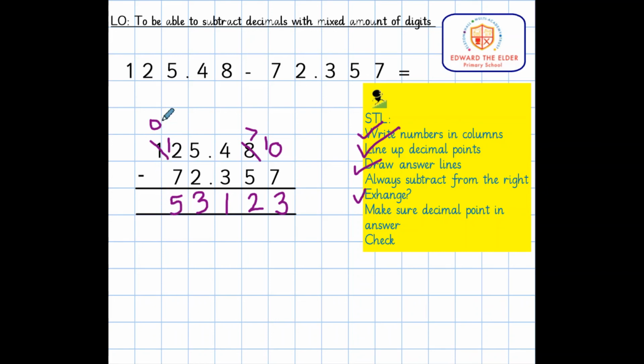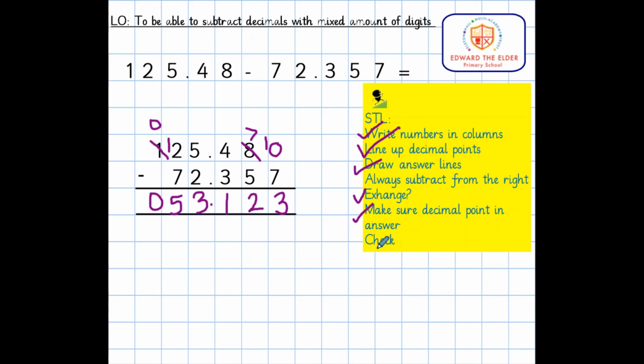Going to the tens column, 0, so that is still 0. You can pop the 0 there, but it won't affect your answer. Okay, make sure decimal point is in the answer. We haven't done that, so let's do that now. Remember, how do we know where we're going to pop it? Because the decimal point will always stay in line.